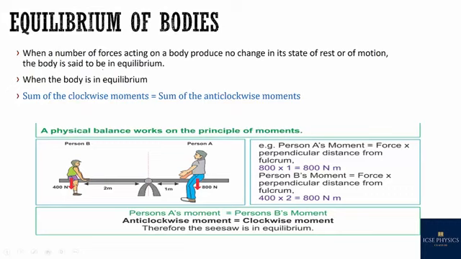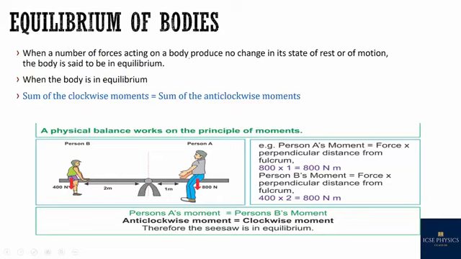When the body is in equilibrium, the sum of clockwise moments is equal to the sum of anti-clockwise moments. As you can see in this example, what happens? Person A's moment, let's calculate. Force into perpendicular distance from the fulcrum or the mid axis. So 400 into 2, that is 800 Newton meter. Similarly, person B's moment is again 800 Newton meter. So person A's moment is equal to B's moment. So clockwise moment is equal to anti-clockwise moment. So the seesaw is in equilibrium.